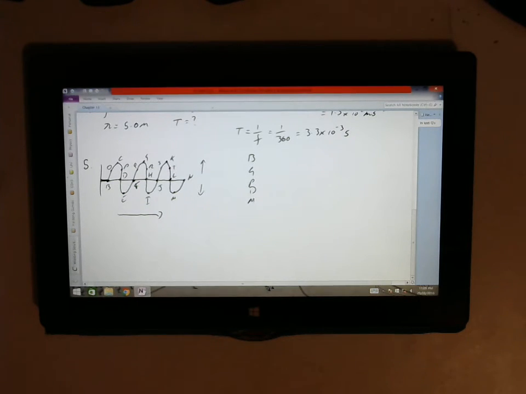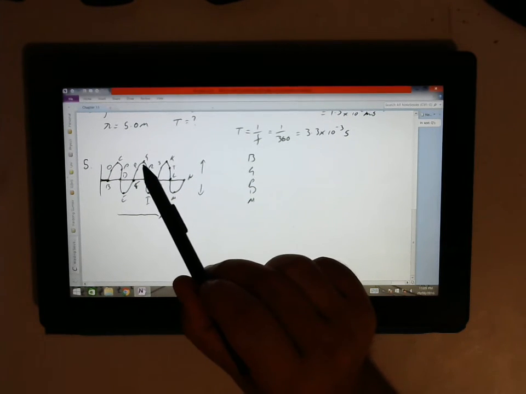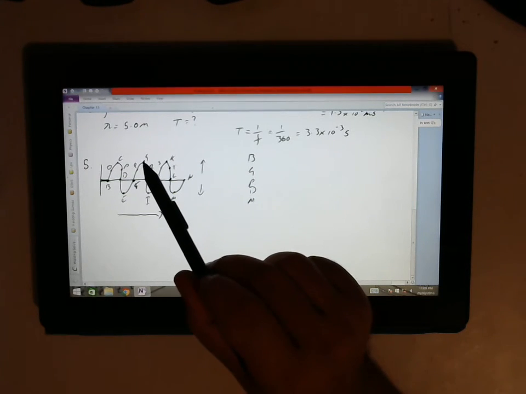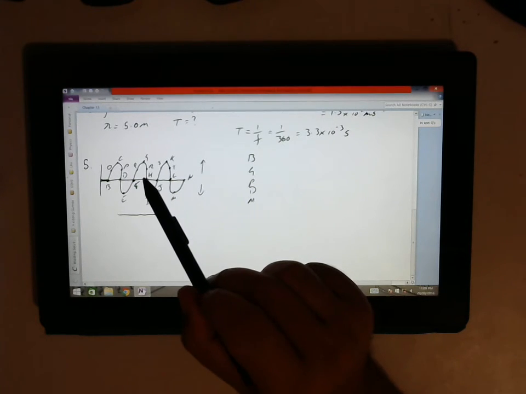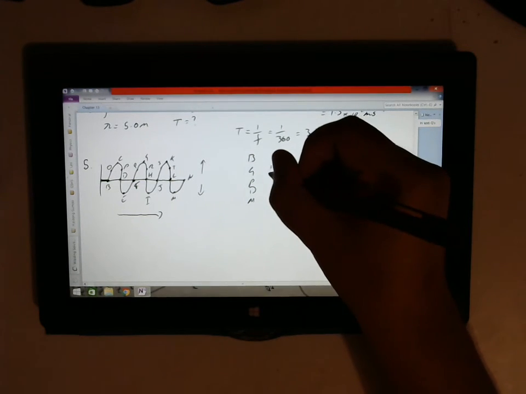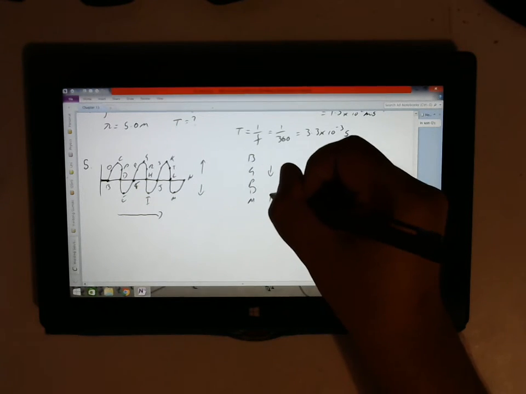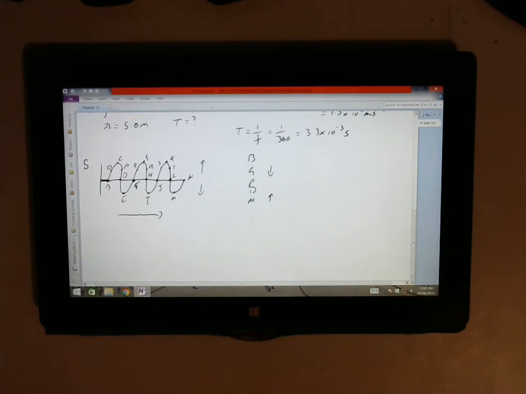So I'm going to skip B. I'm going to do G and M first. These are the two simpler ones. If we have a look at G, we can see that it's at maximum amplitude. It's as far away from the middle point as possible. The only place it can go is back in. Okay, so we can say that, well, G must be going back down, and by the same logic, M must be going back up.